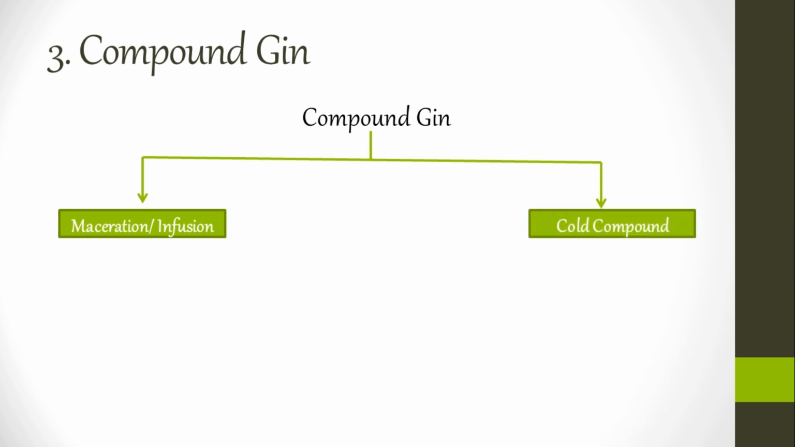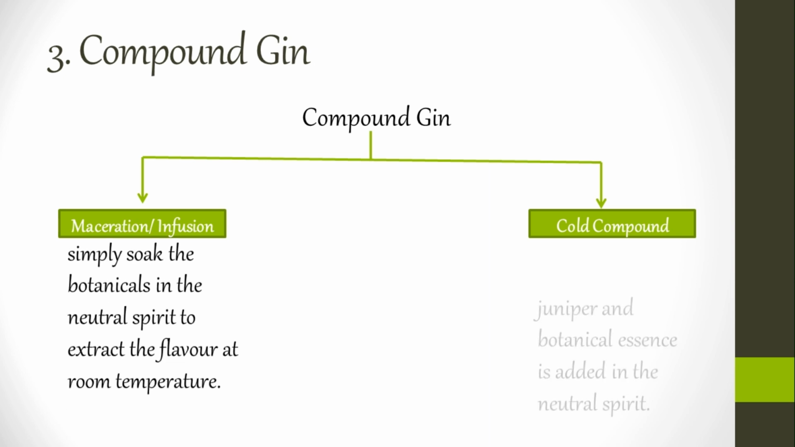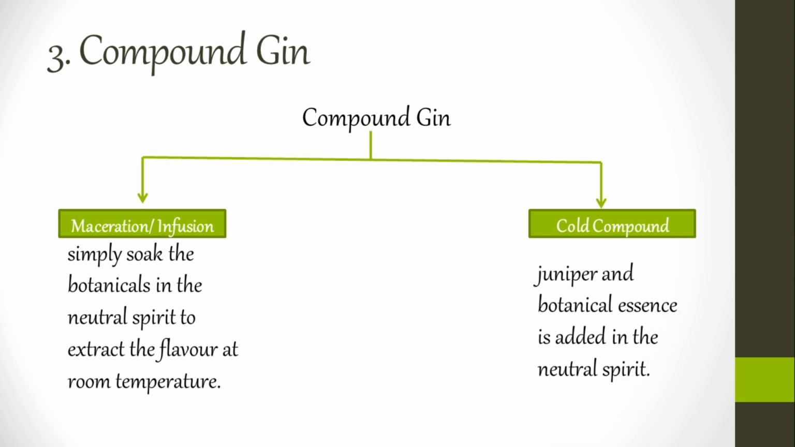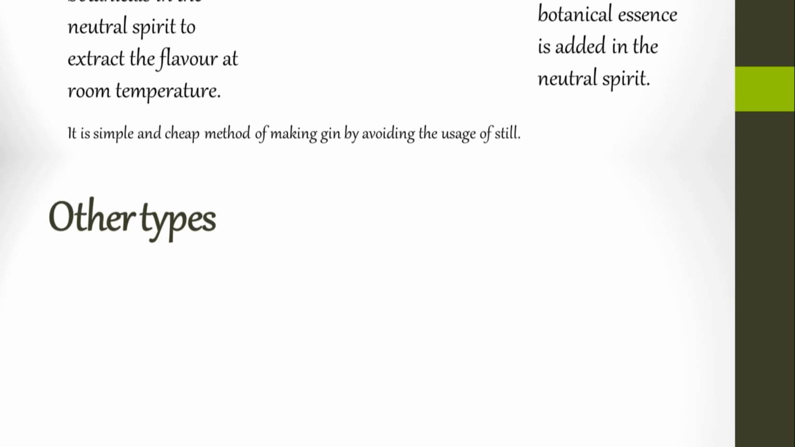And the second is the cold compound, where you are adding only essence. There are no real botanicals in it. There is only the essence, the chemicals used in this. So these cold compound gins are very cheap. These are not of good quality, these are the low-grade gins, because no real botanicals are added into it, and essence and chemicals have been used to replicate the flavor of gin. So these are the three different kinds of gin.